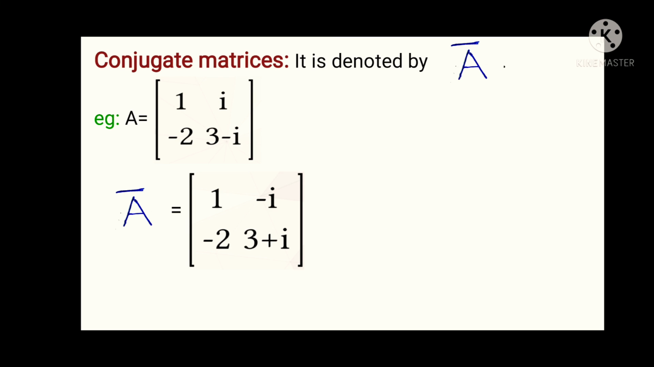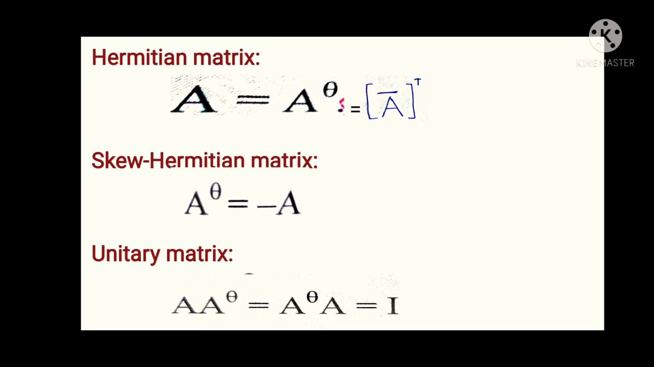And coming to the conjugate matrix, it is denoted by A bar. In the example, there are imaginary or complex numbers. Conjugate means we have to change the sign of the complex number. Here in the example they give i, and in the conjugate matrix we get minus i. Similarly, wherever we have an imaginary number, we have to change that sign.